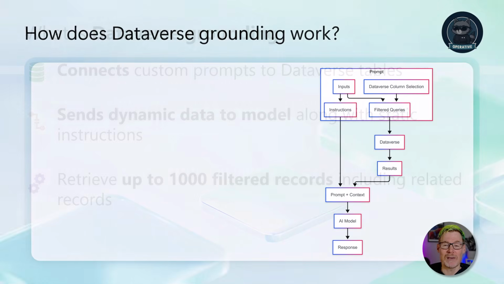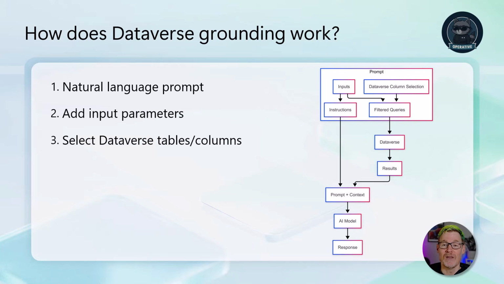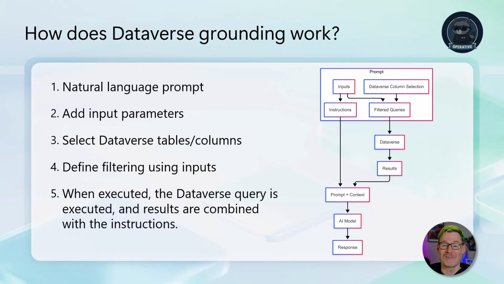So how does it work in practice? First, you create your prompt using natural language just as usual. Then you add input parameters and reference the Dataverse tables and columns you want. You define your filtering rules so that the model only receives the records that matter. When the prompt executes, it executes the constructed Dataverse query with the filters, retrieves the data, and then adds it to the prompt context. The model then uses this combined context to generate its response.